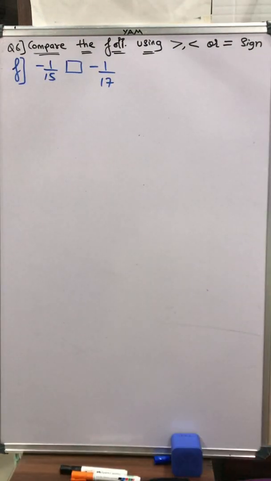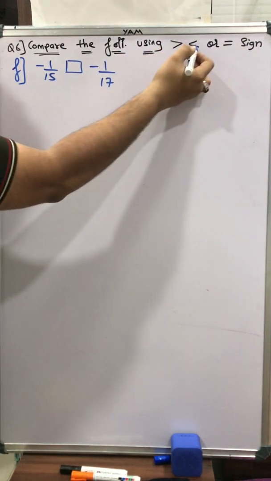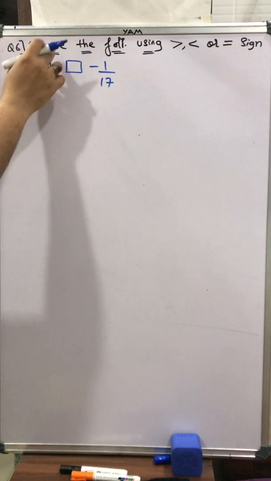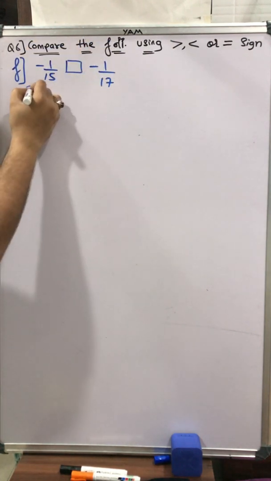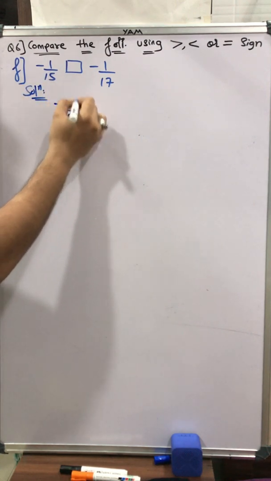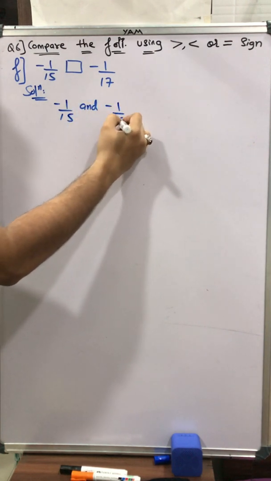So students, now the next question, main question remains same. We just have to put greater, less or equal to sign. So the question is on the board. It's sub question F, minus 1 upon 15 and minus 1 upon 17. Let's start with a solution part. So minus 1 upon 15, at the place of this box I write and minus 1 upon 17.